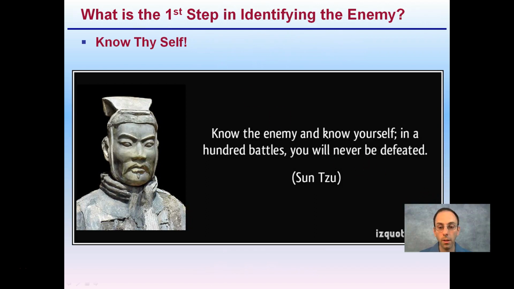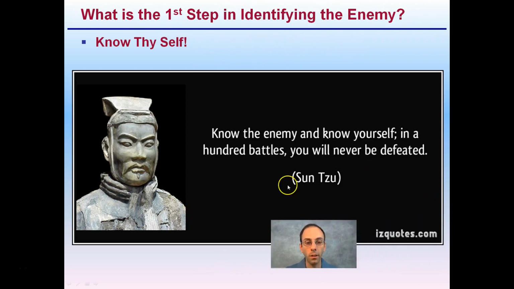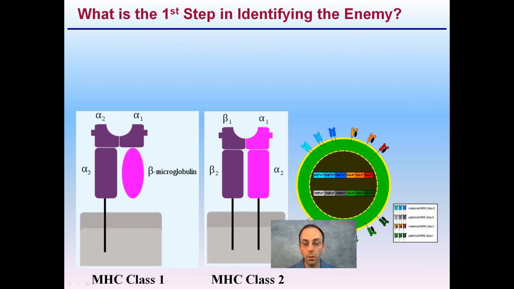So starting with that "know thyself" quote: "Know the enemy and know yourself. In 100 battles, you will never be defeated." So this is part of the immune system. It needs to be able to identify the enemy, but it also needs to know itself and be able to recognize what self cells are so it doesn't attack those. So the first step is identifying the enemy.